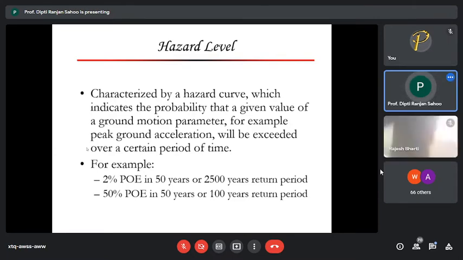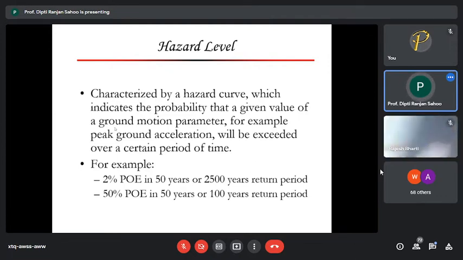Now I say the hazard. Earthquakes are mostly characterized by a hazard curve, which essentially indicates the probability that a given ground motion, it can be peak ground acceleration, peak ground velocity, or peak ground displacement, will be exceeded for a certain period of time. What is the probability that a PGA of 0.4 g would be exceeded in 50 years? So that is how we define the hazard.